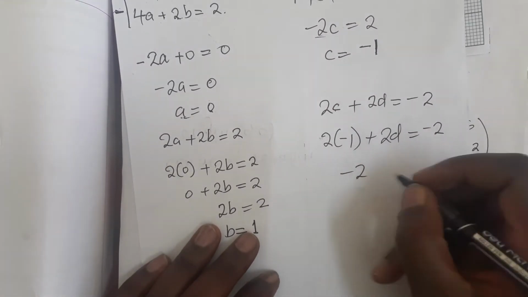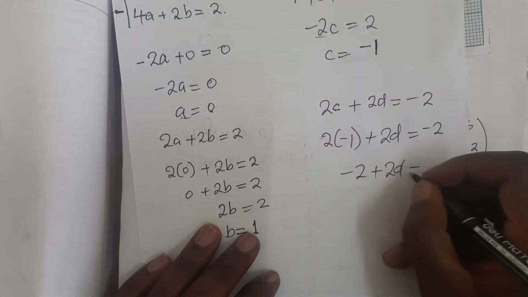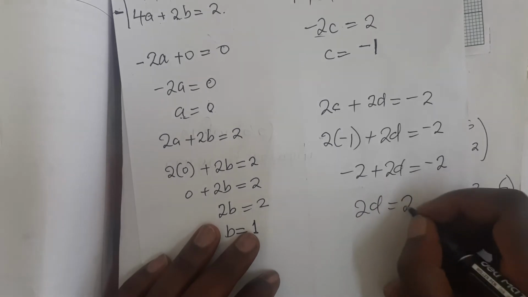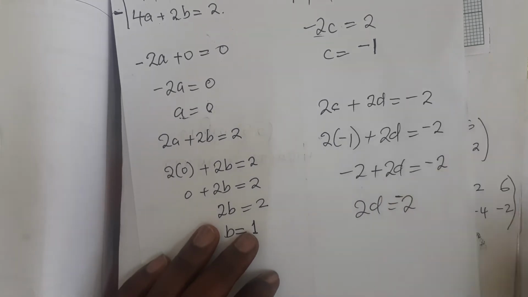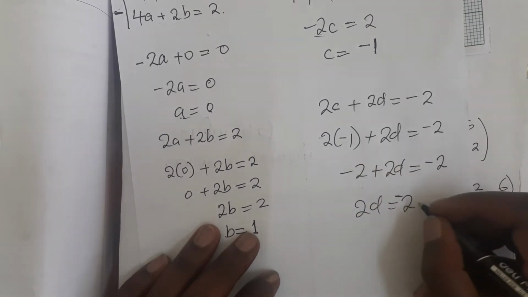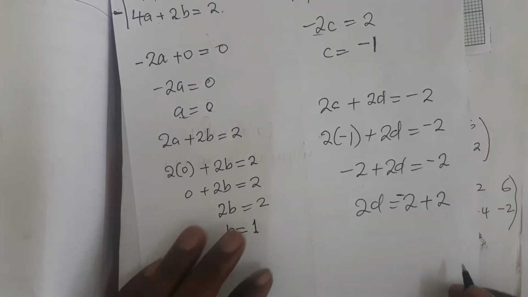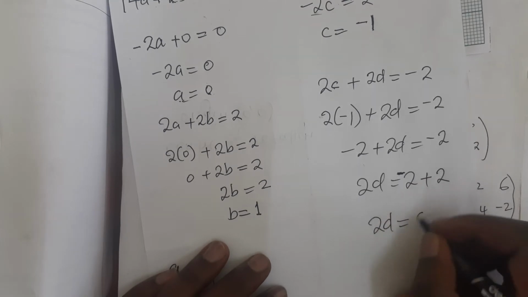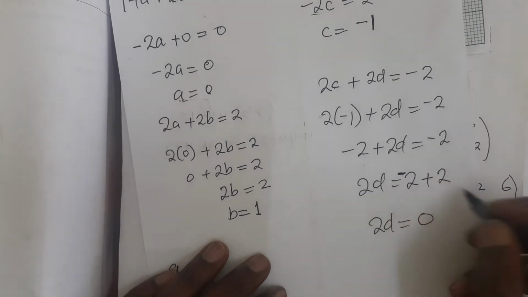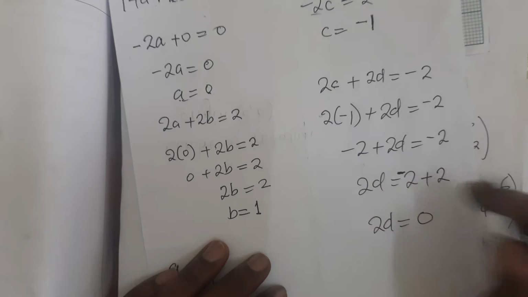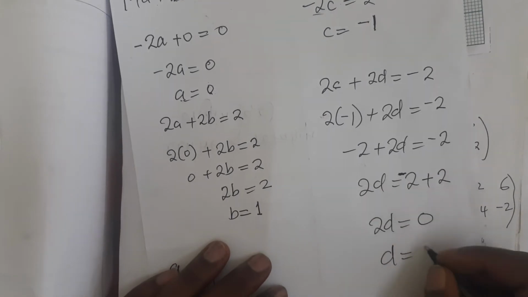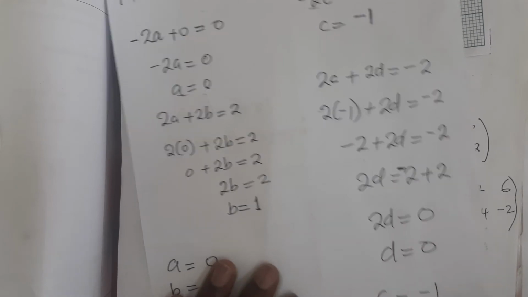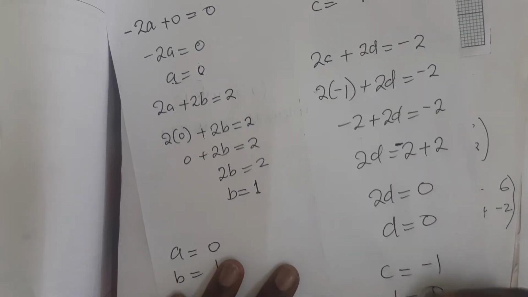This is going to give me negative 2 plus 2d is equal to negative 2. When the negative 2 comes to the other side, it will be a plus, which is the inverse. So negative 2 plus 2 is a 0, and d is going to be equal to 0. So now we know that c is equal to negative 1 and d is equal to 0.